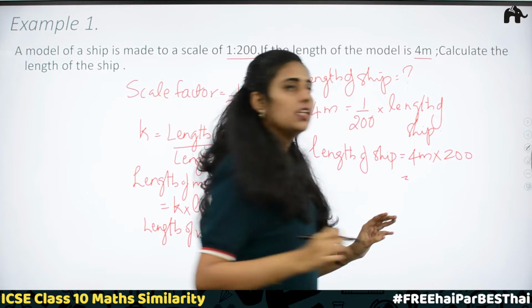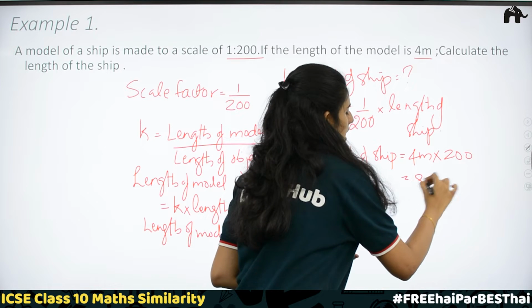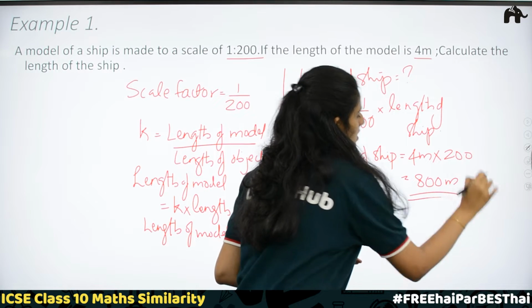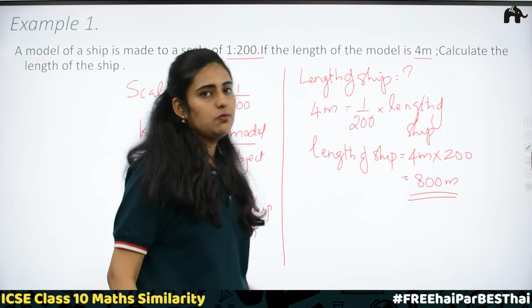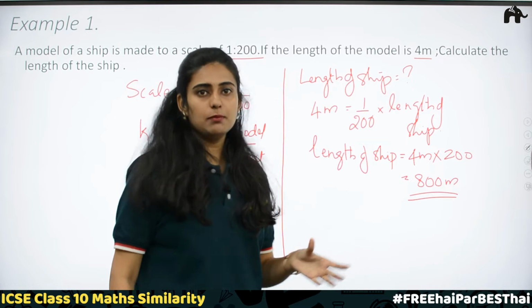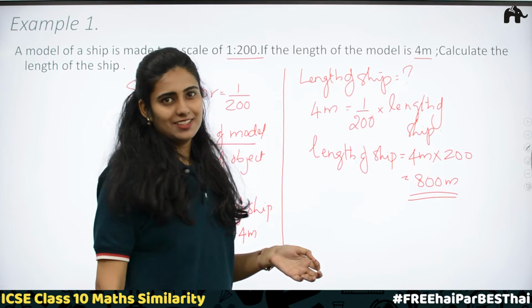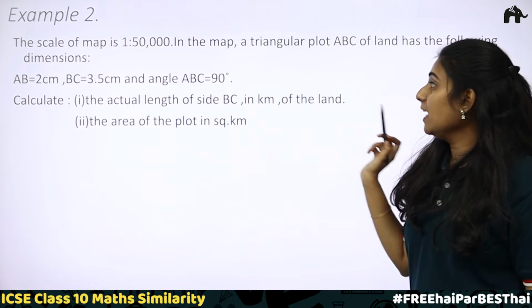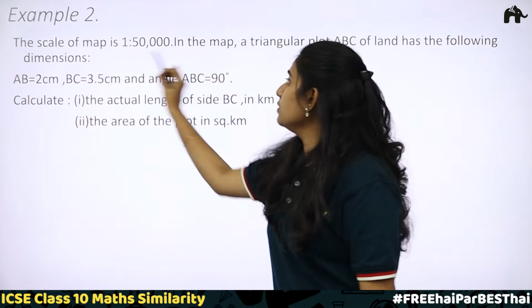200. What is 4 meters into 200? 800 meters. So this is our final answer. The length of the ship will be equal to 800 meters. Simple, right? Second example.